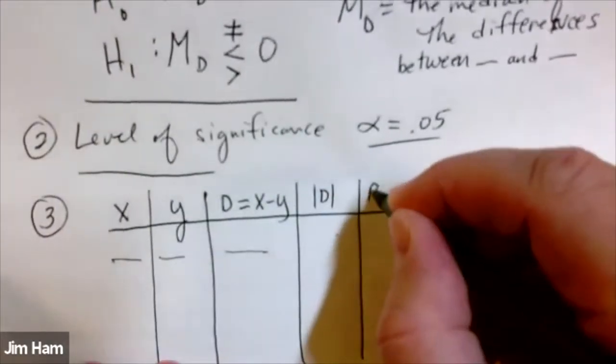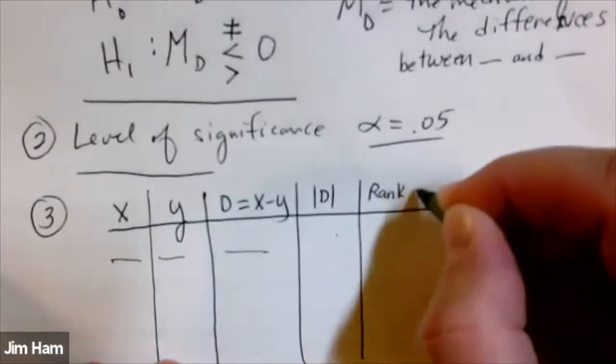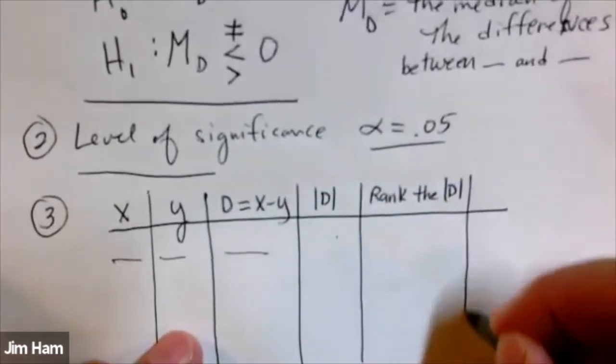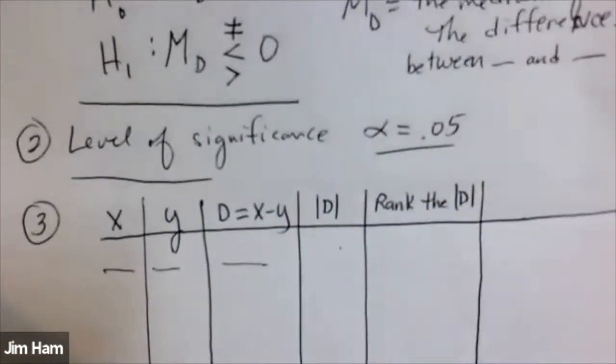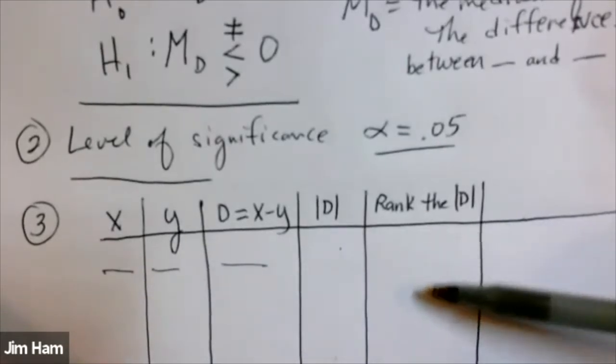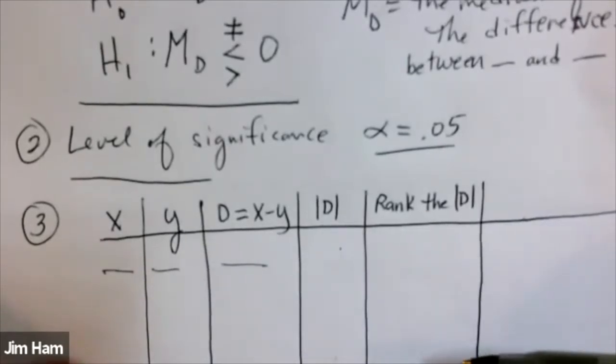All right, then what we're going to do is rank those values of the absolute value of D. We're going to start with the smallest one, and give it a ranking of 1. And then the next largest difference, we're going to give a ranking of 2. And then the next largest difference, we'll give a ranking of 3. Now they're all going to be positive, so we're just ranking a bunch of positive numbers. We'll start with the one closest to 0, and then move up from there. If there's a tie, we'll split the rankings. I'll show you how to do that.